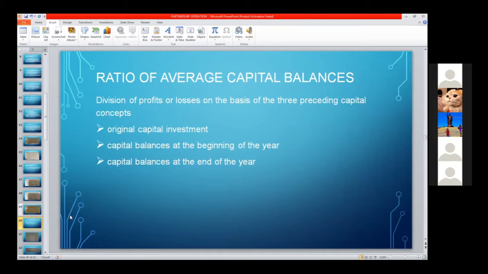So kapag yung beginning capital balances ang ginamit sa pag-allocate ng profits, yung additional investment during the year ay dinidiscourage because yung partner na magkakaroon ng additional investment ay hindi siya makakompensate when it comes to the division of profits hanggang sa susunod na taon. So yung ending capital balances naman kapag ginamit, yung year-end investment naman ang ini-encourage. But there is no incentive for a partner to make any investment before year-end.